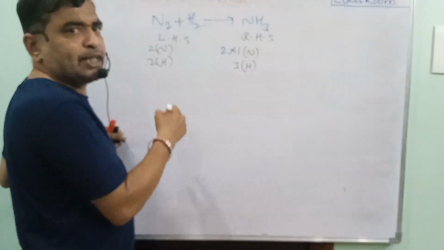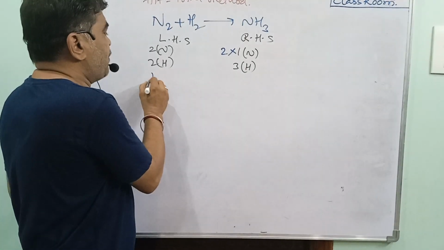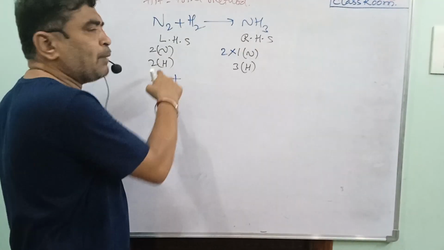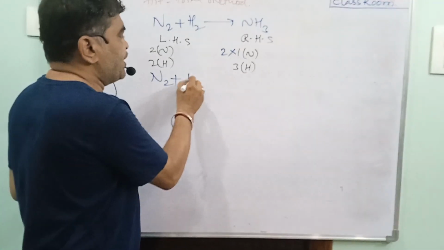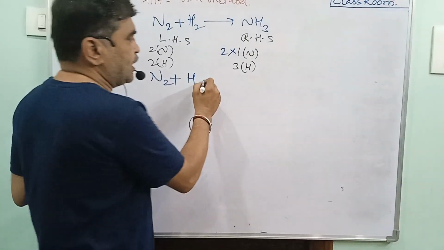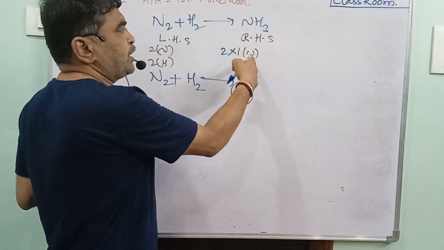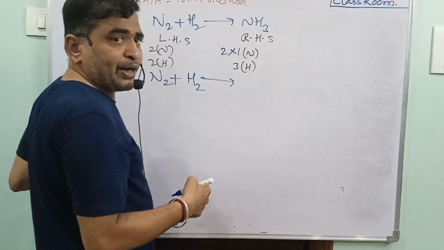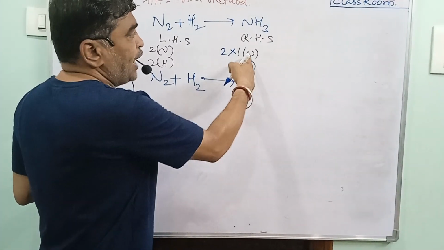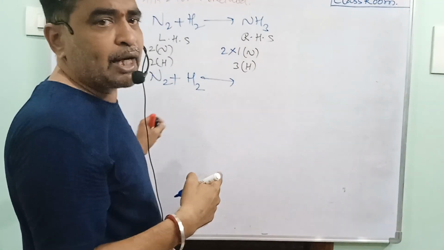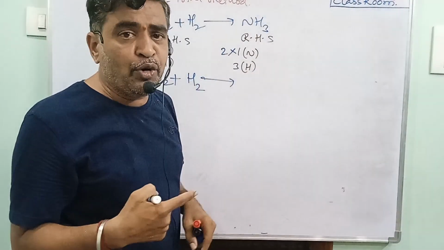Here nitrogen is not multiplied with any, so I am writing N2 like that only. Plus, here hydrogen also is not multiplied with any, so I am writing H2 like that only. Then that gives rise to... here nitrogen is multiplied with 2. The nitrogen is in the ammonia, the nitrogen is not separated. That means we are multiplying the ammonia with 2.